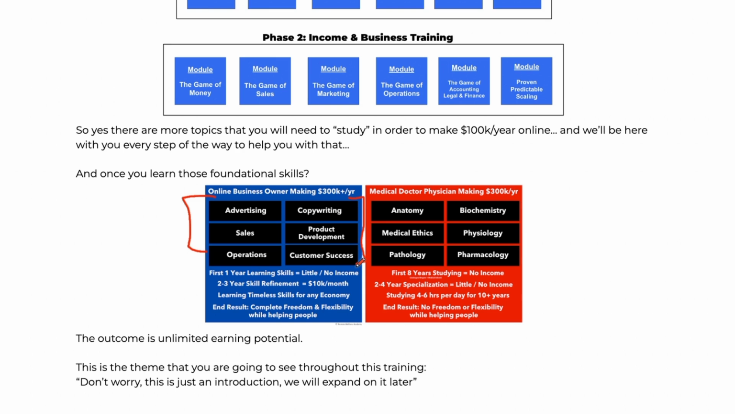And so this is the theme that I really wanted to drive home: don't worry, this is an introduction, and we're going to expand on it later. And this is the reason why we're going to be expanding on it later, so that you can become an absolute master of these topics and have no income ceiling. And then on top of that, also have the freedom and the flexibility while helping other people and living an amazing life. And the path to that is by learning these skill sets.